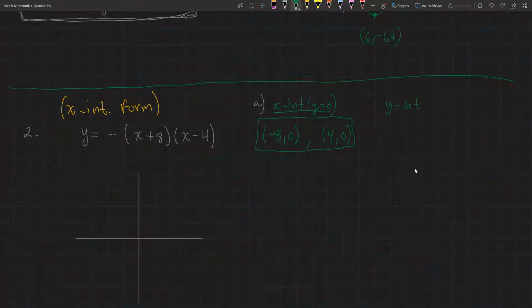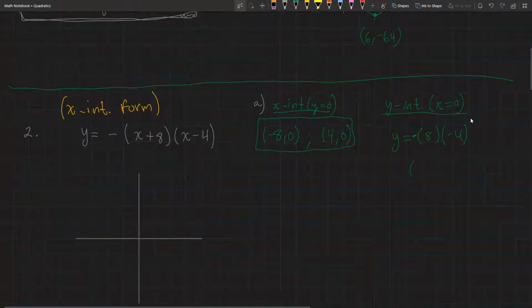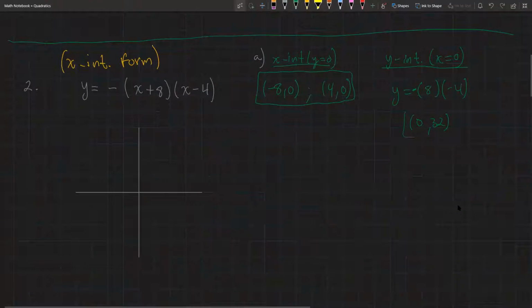Y-Intercept. When does that happen? When the X value is 0. Therefore, we would get Y equals 8 times -4. Hopefully you can visualize that. Oh, times a -1. That's crucial. 0 plus 8 and 0 minus 4 gives us this. So therefore, the Y value will be a positive 32 when X is 0. And whatever order you simplify, okay? We got 3 points. Let's find the line of symmetry from that.